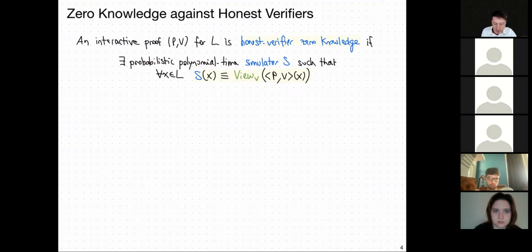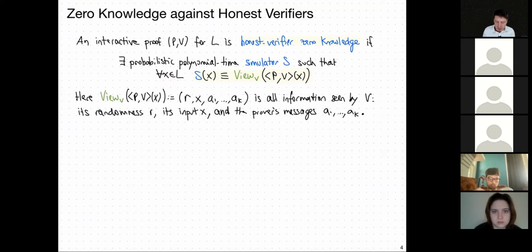Whatever things it learned, there is an efficient machine, a probabilistic polynomial time machine that we call the simulator, such that if the claim was true, then the simulator produces the same information. Crucially, this machine does not have access, for example, to any secret isomorphism. It only knows the statement, not why the statement is true. It is promised that the statement is true, but nothing else.